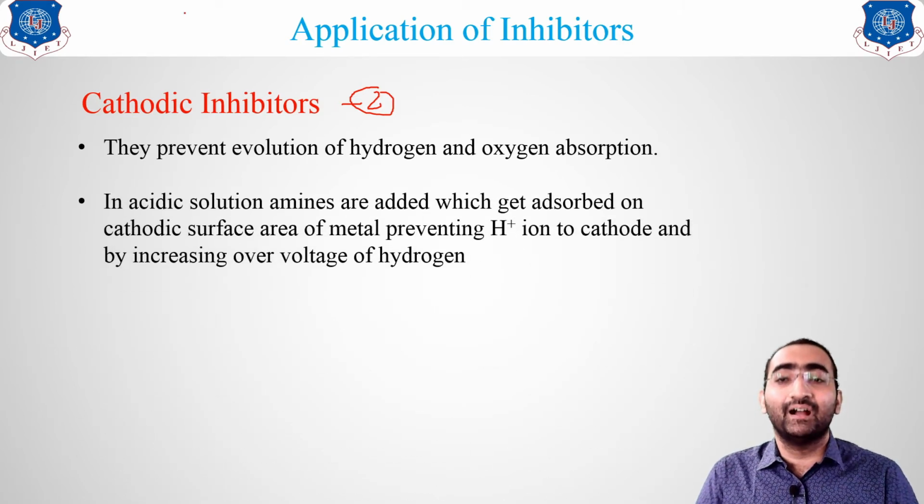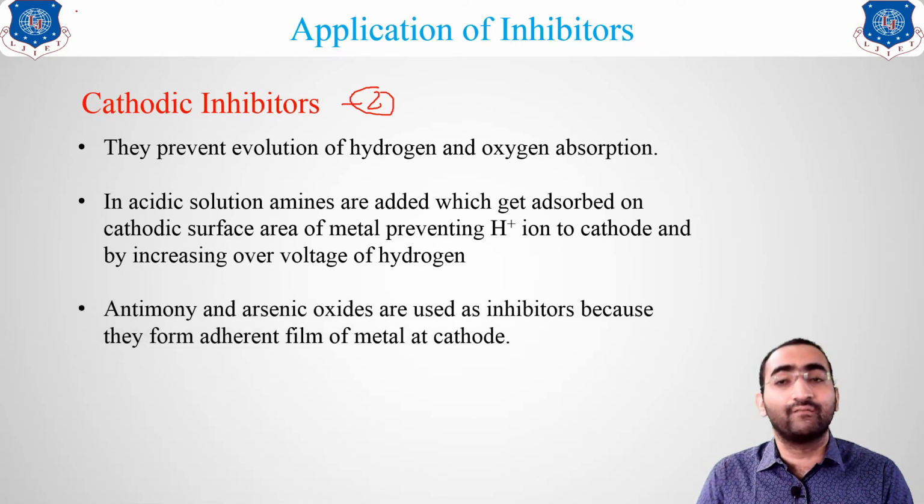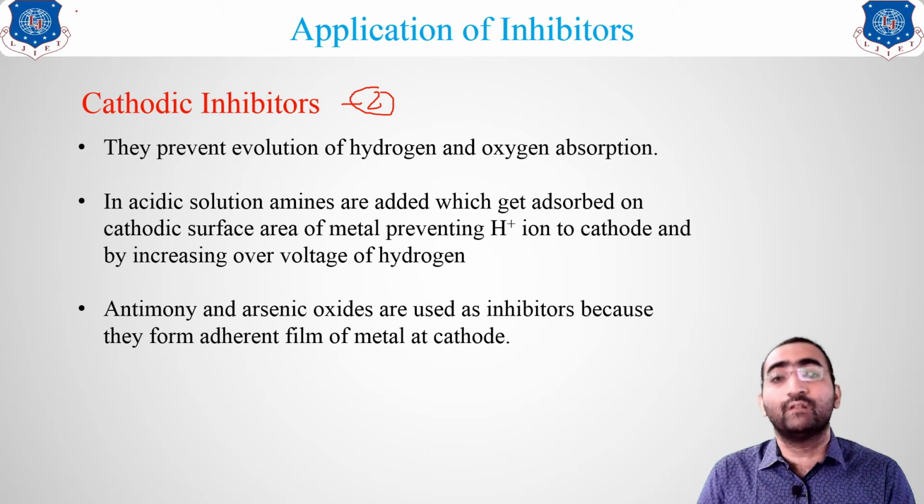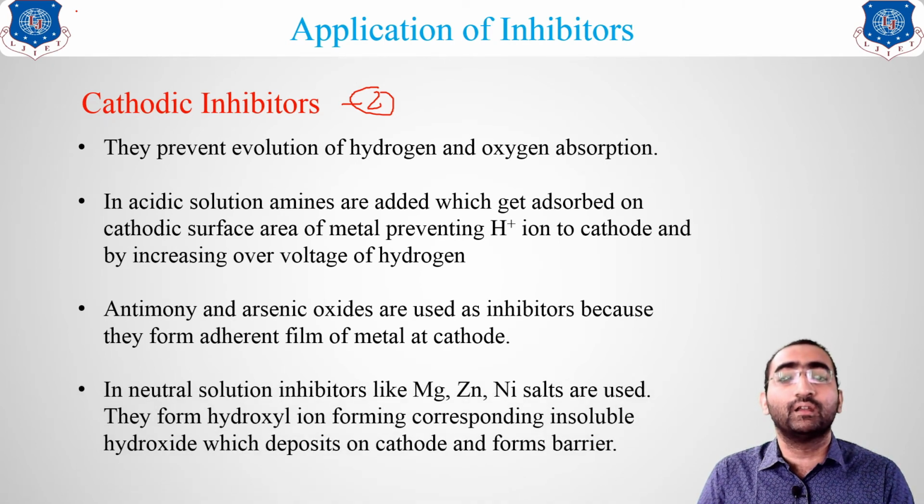In acidic solution, amines are added. So what will happen? The cathodic surface will prevent the H+ ion, and due to that, your material will be safe enough. Along with amines, we can also use antimony, and arsenic oxides are also used as inhibitors. What will happen? An antimony arsenic oxide film will be formed on the material, and that film will not allow hydrogen or oxygen absorption on the material.